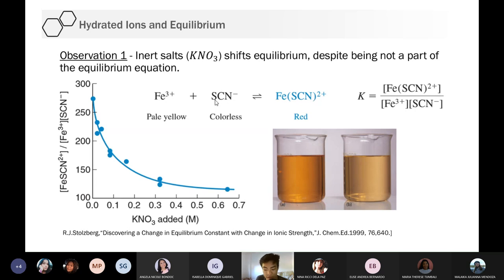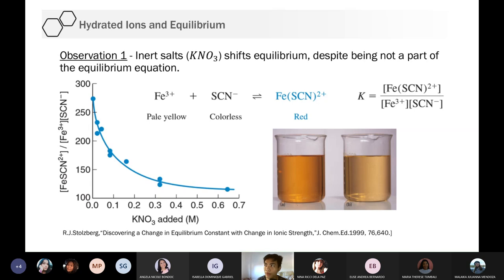If you add thiocyanate ion, it will shift the equilibrium to the right. If you add this ion, it will shift the equilibrium to the left. And that's true naman. Why? Bakit nagkakaroon ng shift sa equilibrium? Because the concentration of the species that you added are included in the equilibrium constant. And since ilalagay mo sila sa equilibrium constant, magbabago talaga yung equilibrium. Okay? So nagkakaroon ng shifting.